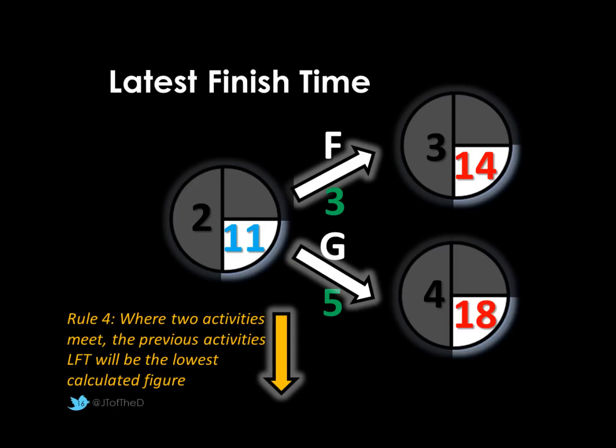So moving from node 3 back to node 2, 14 in red minus 3 is 11, and 18 minus 5 is 13. So we're going to go for the lowest number, as essentially if we left the latest finish time in node 2 as 13, it means that we're allowing the previous activity, presumably E, to finish slightly later, which would then upset activity F. So we're going to go for the lowest figure this time.